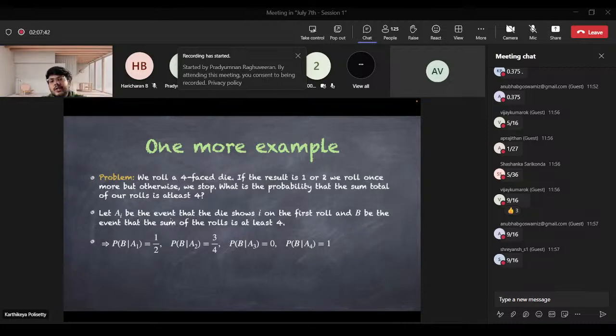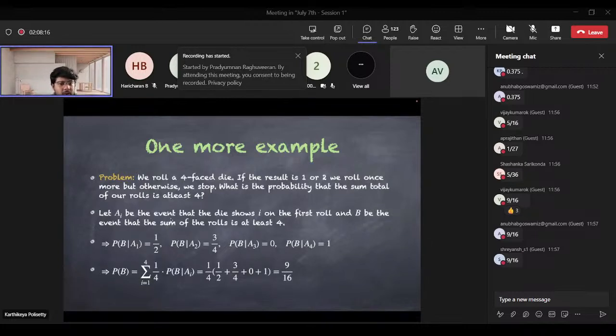When you get a 2 on the first throw, you will get one more chance and you can get 2 or 3 or 4, so that the sum of both rolls is at least 4, which is 3 upon 4. If you get a 3, you will stop, so you can't reach 4. So P of B given A3 is 0. Similarly, P of B given A4: if you get a 4, you are done and you don't need one more throw. So P of B given A4 is 1.